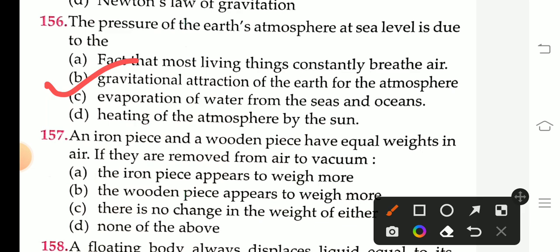An iron piece and a wooden piece have equal weights in the air. If they are removed from air to vacuum, in the air the iron piece appears to weigh more? Wrong. The wooden piece appears to weigh more. Right. Option B will be the right answer.